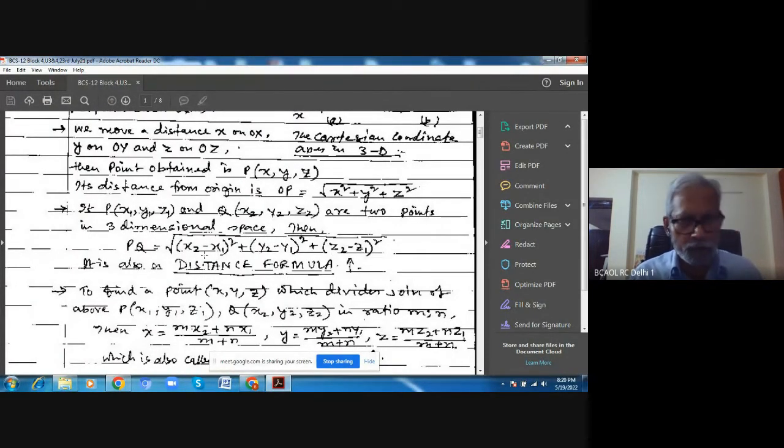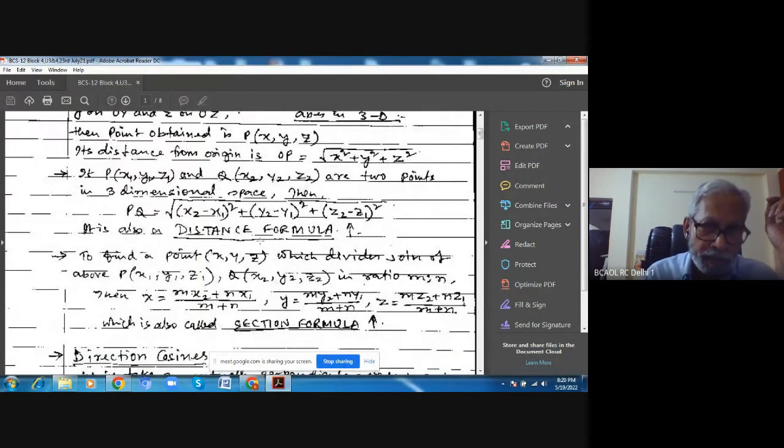So it is also called the distance formula. If in the coming exam there are points given and you want to find the distance in three dimensions, you have to use the distance formula like this. This is one of the formulas. You should note it down somewhere. This is the formula.